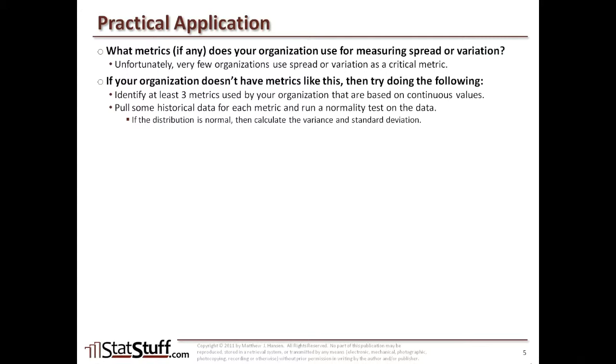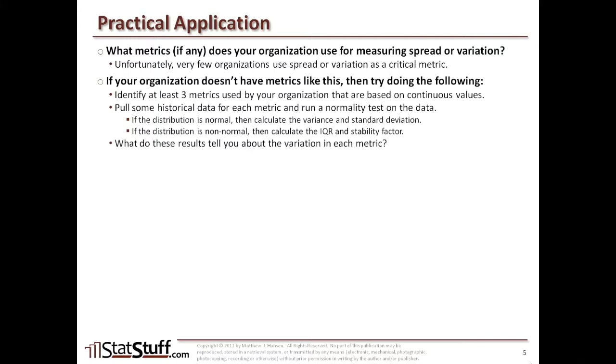Now, if you run the normality test and you find that the distribution is normal, then try to calculate the variance and the standard deviation for that data set, for that distribution. And if you find the distribution is non-normal, then try instead calculating the IQR, or the stability factor, for that non-normal distribution. Now, looking at that, what do you think the results are telling you about the variation that you've seen in each of these metrics?